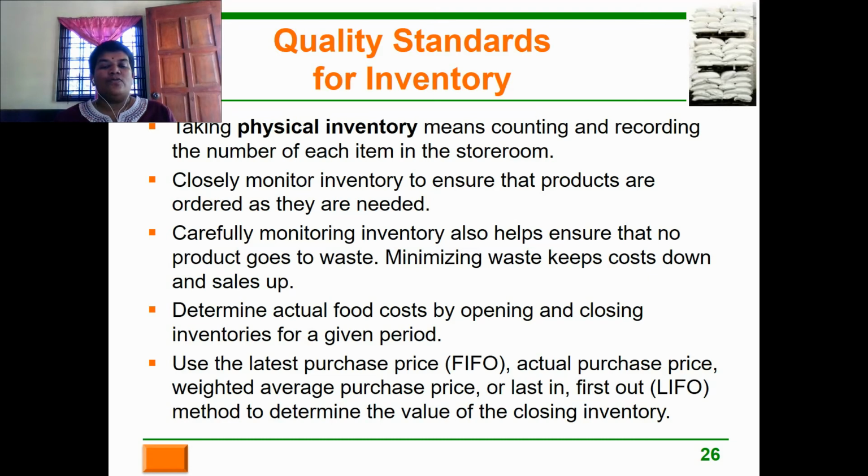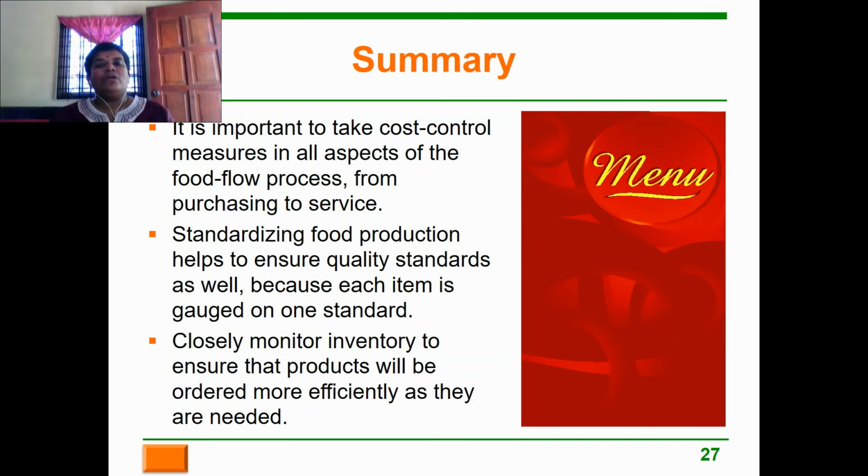Determine actual food costs by opening and closing inventory for a given period. Use the latest purchase price, actual purchase price, weighted average purchase price, or last in first out, LIFO, method to determine the value of closing inventory. Summary. It is important to take cost control measures in all aspects of the food flow process from purchasing to service. Standardized food production helps to ensure quality standards as well as each item is costed on the standard. Closely monitor inventory to ensure that product will be ordered more efficiently as needed.